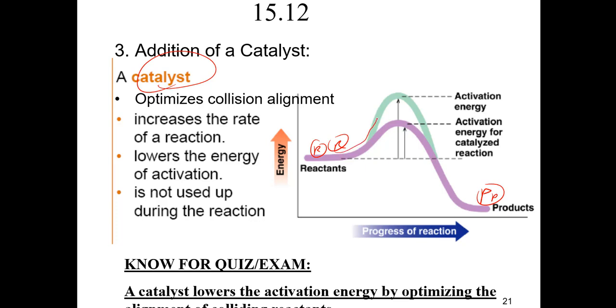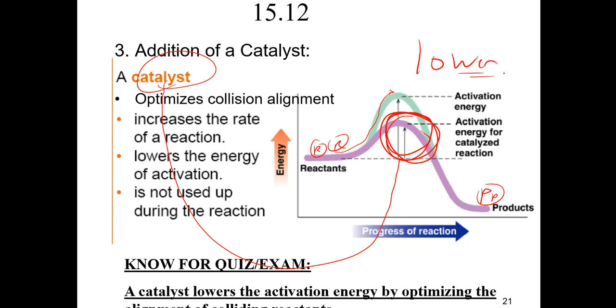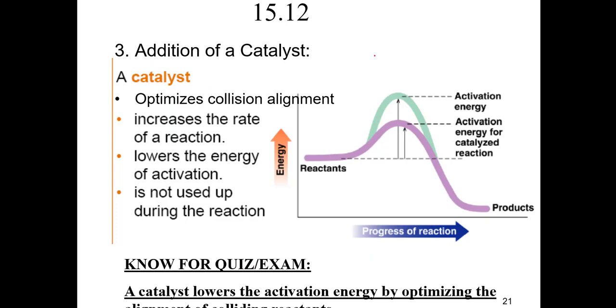If there's not enough energy for it to go all the way up to the top of the transition state, by adding in these mysterious catalyst molecules, we can actually lower the activation energy. We can lower the activation energy. It does this by optimizing collision alignment.